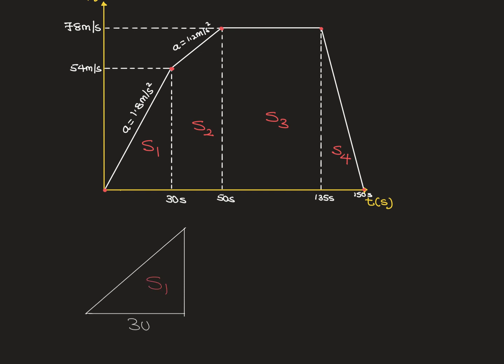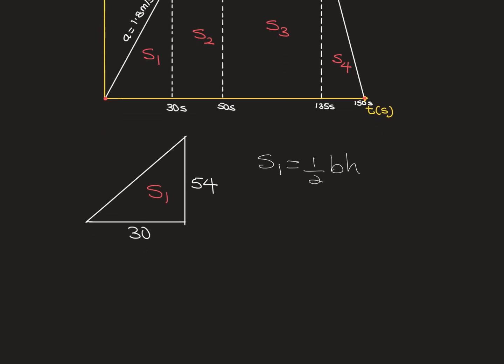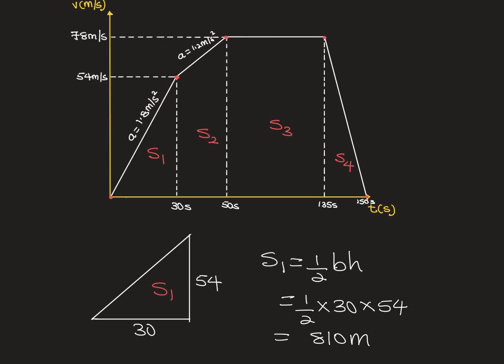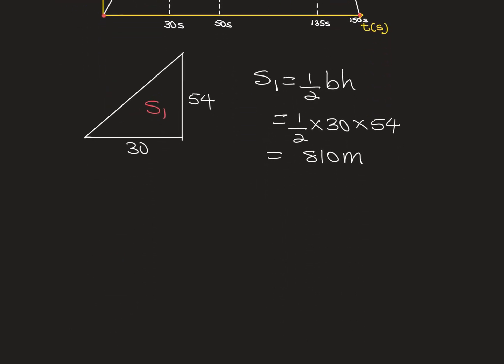We have 30 seconds as the time and 54 as the velocity. So we'll use that to find the distance. So S1 is equal to half the base times the height, since it is the area of a triangle. That will be half, the base is 30, the height is 54, so that will be 810 meters. Going back, S2 is going to look like the shape I will draw now.